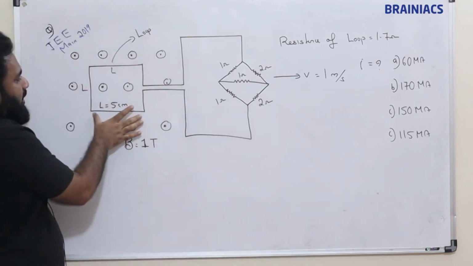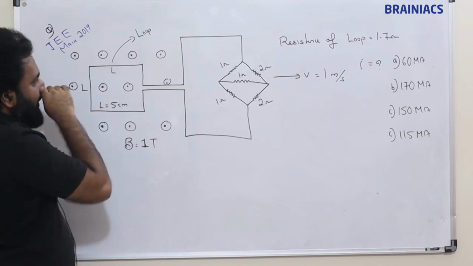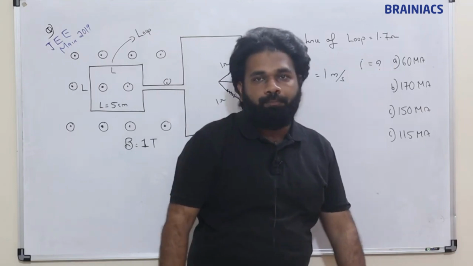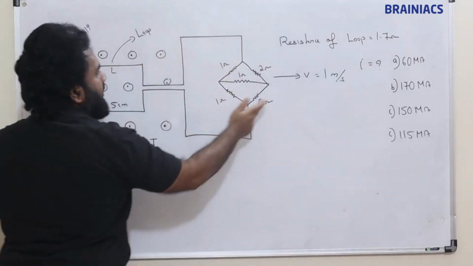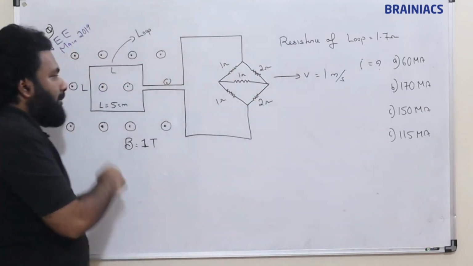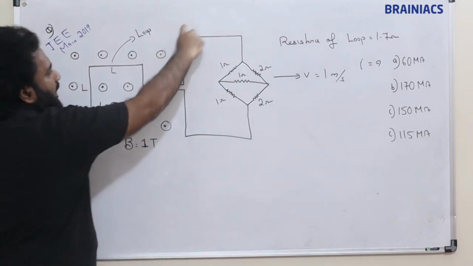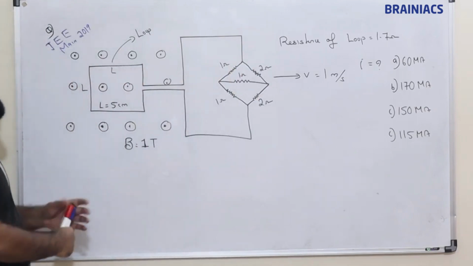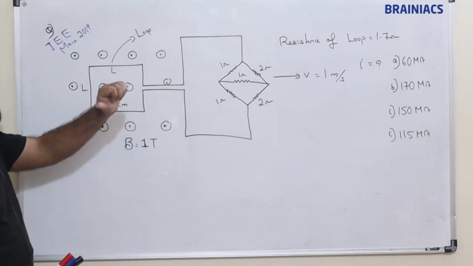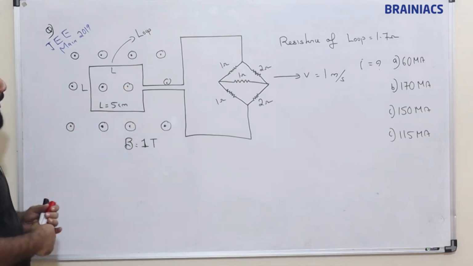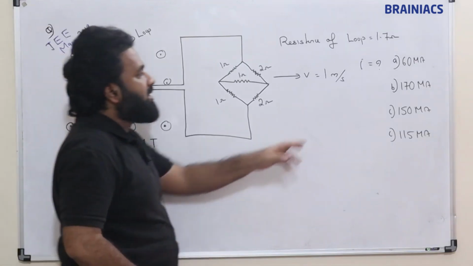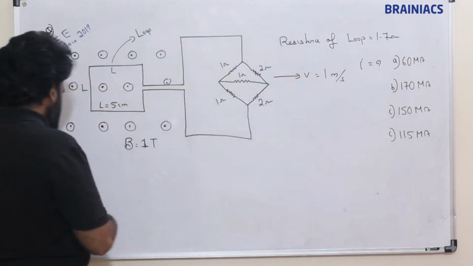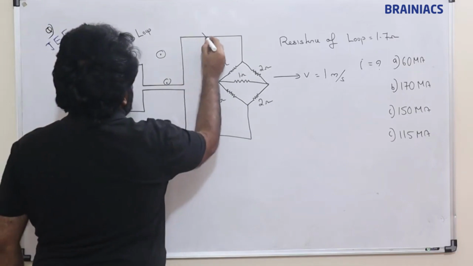Each side of the loop is 5 centimeter, and this loop has a resistance of 1.7 ohm. This whole system is moving with a velocity of 1 meter per second, and it is connected to a network like this. The magnetic field direction is given, coming out, 1 Tesla. Right now, what is the current in the network? How much current is flowing in this? That is the question.